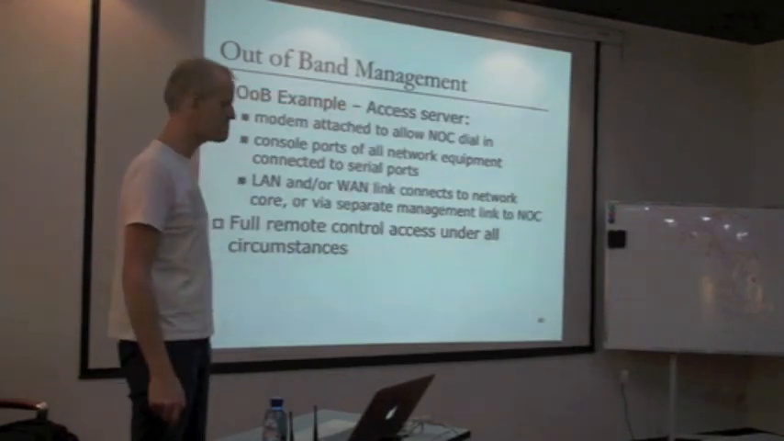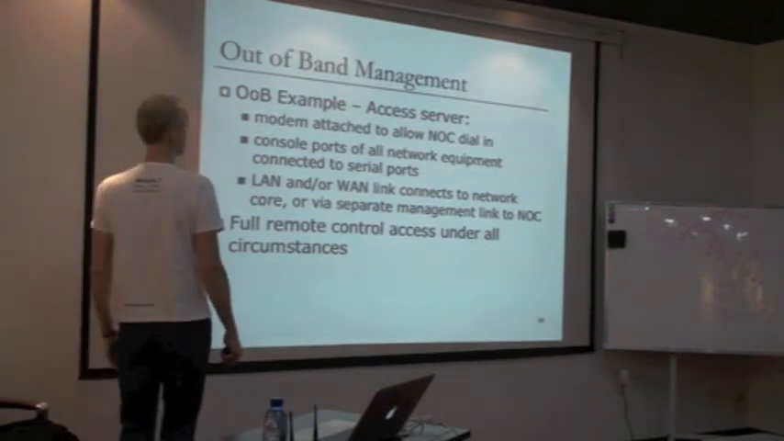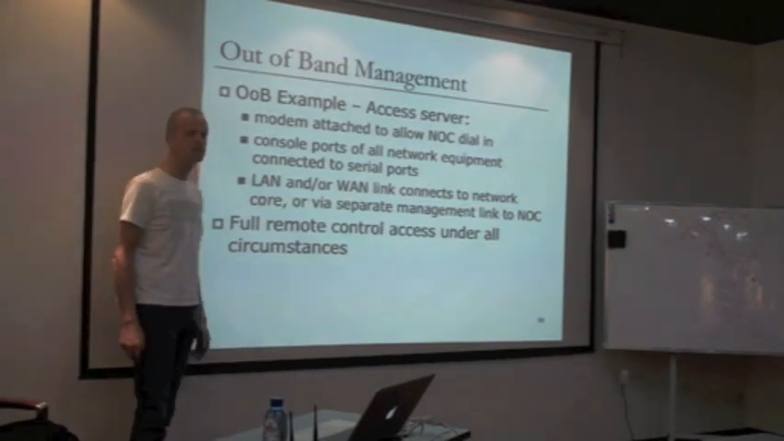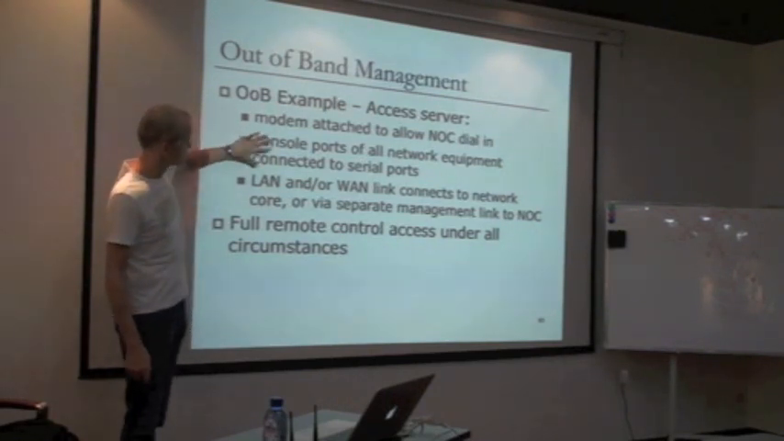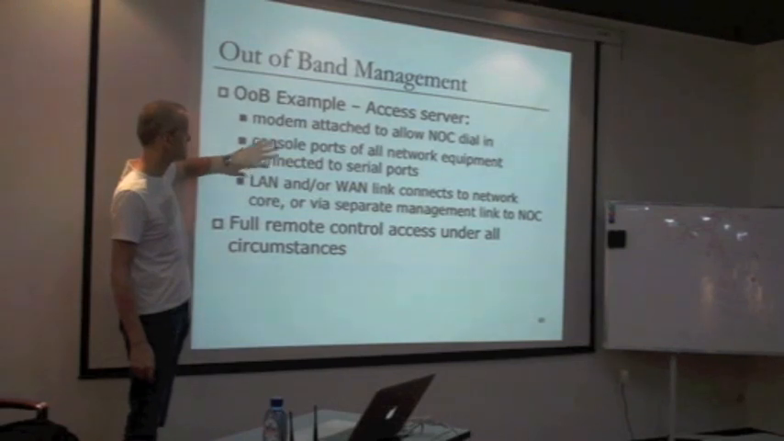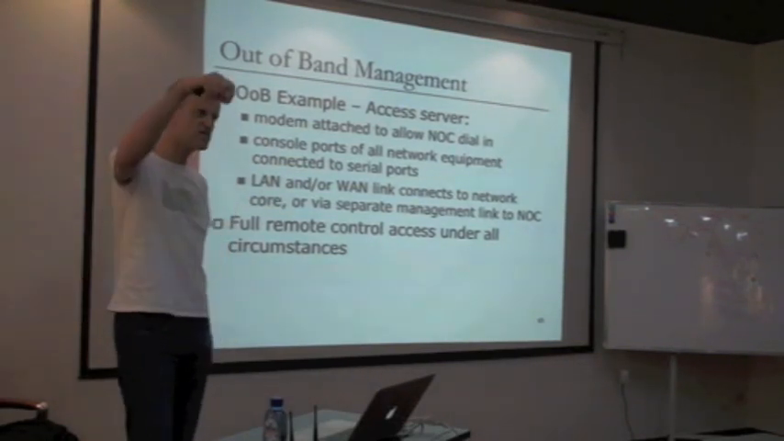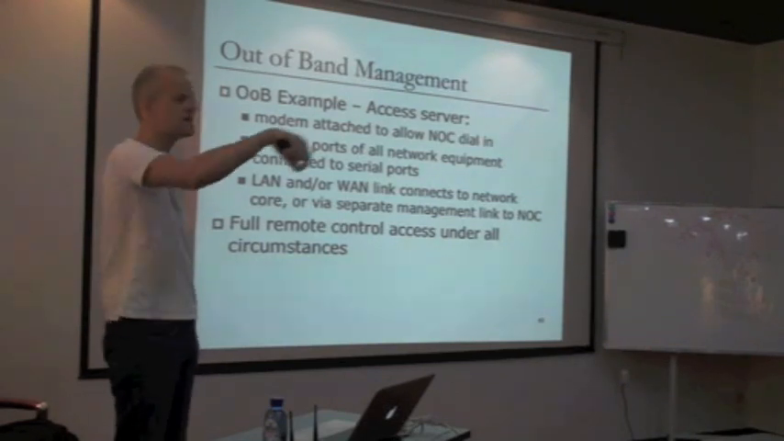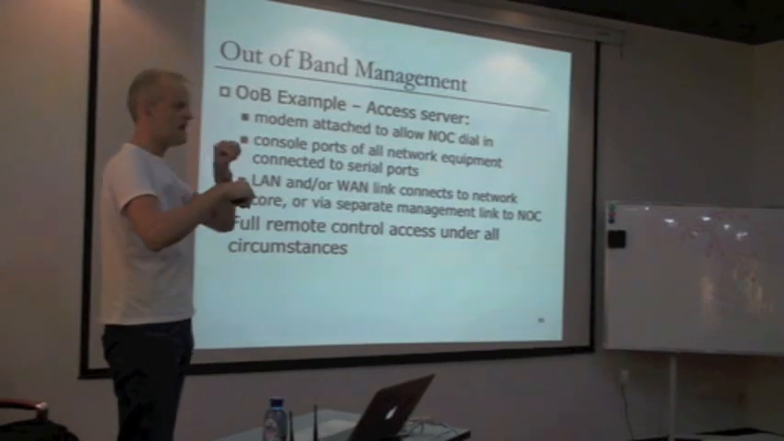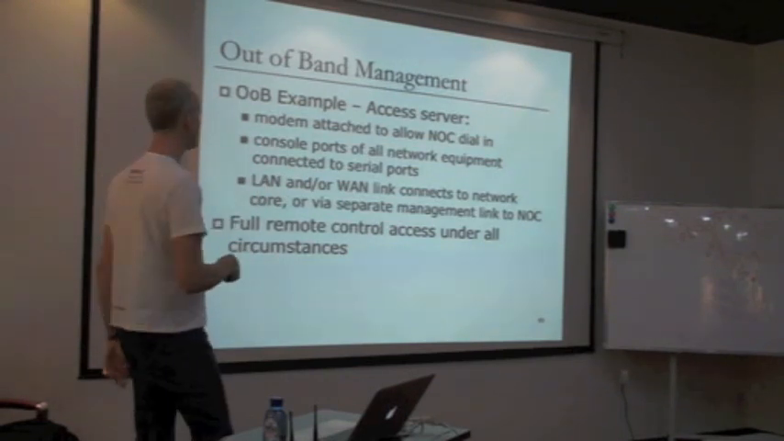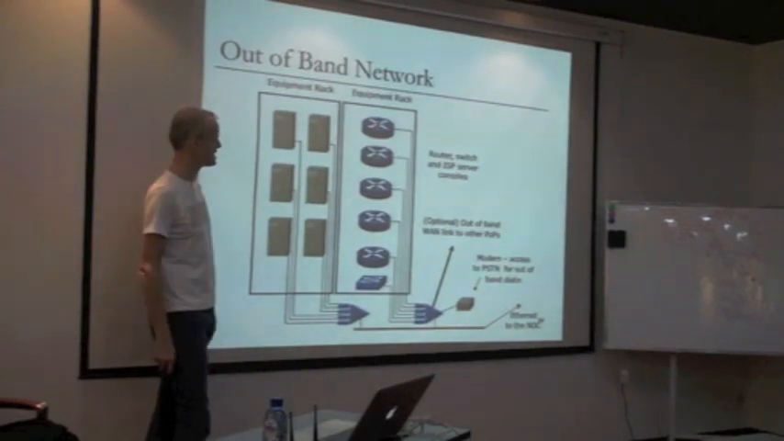So, typical example, you get an access server, put a modem onto it to let yourself dial in. If it's a remote site, quite useful to do that. The console ports of all network equipment are connected to the serial ports. So you take all the consoles of the routers, plug them into the access server. You then telnet to the access server, and it will map you through to the console port. And this gives you full out-of-band access.